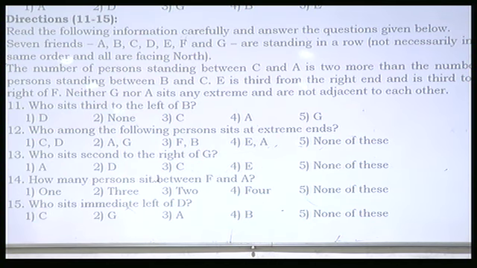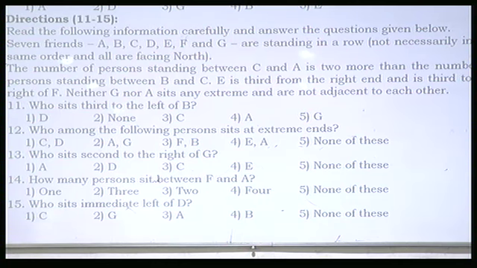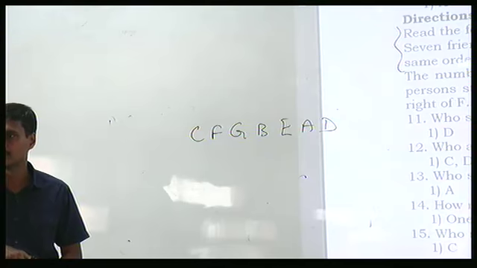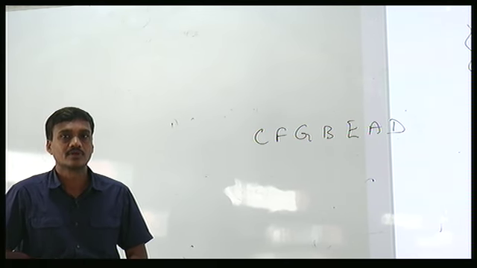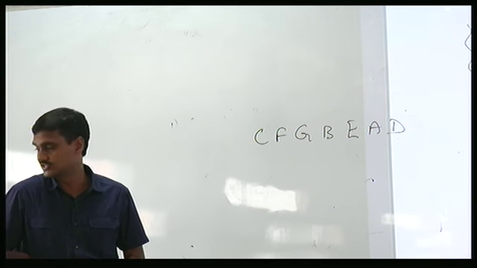CF, GB, EAD is the order. Yes? Done everyone? Is anything wrong here? No, sir. What is wrong here?